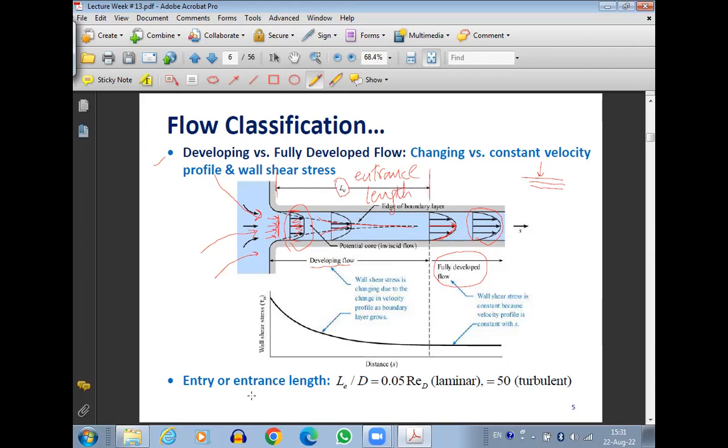Now, how to determine the entrance length? The formula for the entrance length is this: entrance length divided by the diameter equals 0.05 times the Reynolds number. This is for the case of laminar flow.